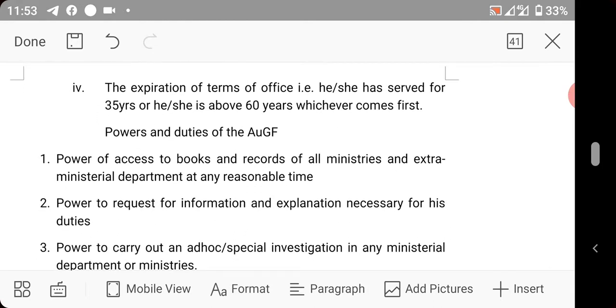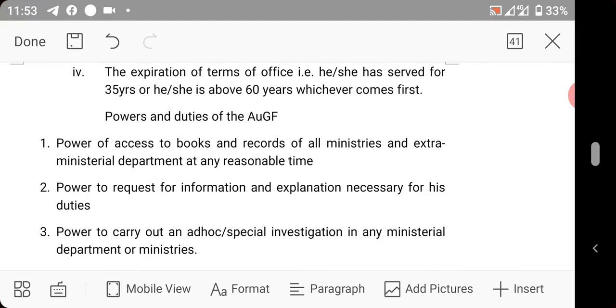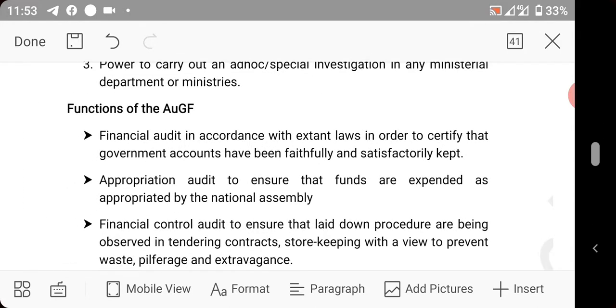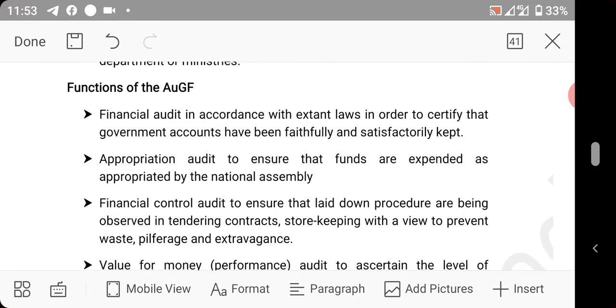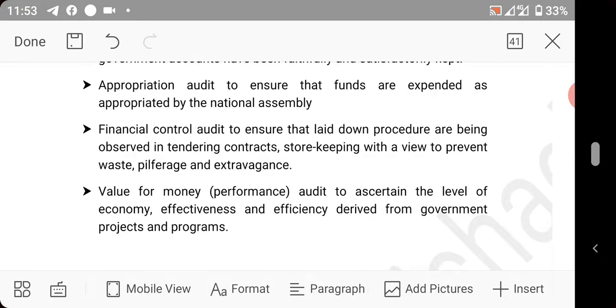The powers and duties of the Auditor General are the same as those of the Accountant General. He has power to assess any books and records. He has power to request for information and explanation. He has power to carry out any ad hoc investigation. Now, functions of the AUGF. There are four functions he does: financial audit, appropriation audit, financial control audit, and value for money audit. The rest are easy to understand when you read them, but I'll lay emphasis on value for money audit.